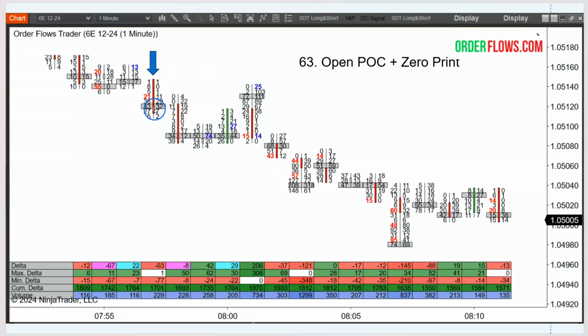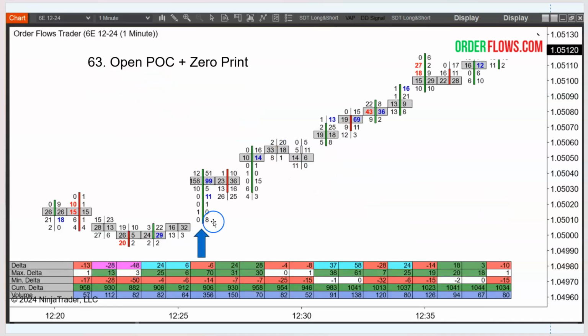Okay, so here we go. Here's your open point of control. Here's your zero print. Zero print is going to be on a red candle on the top offer side at either the top two price levels, or on the bullish side, it's going to be on the bottom two bid price levels. So here's the zero coming in at the very bottom level. Here's your open point of control. You can see you got a nice move as a result.